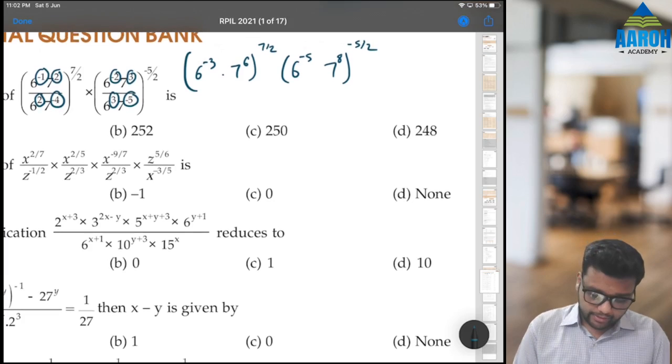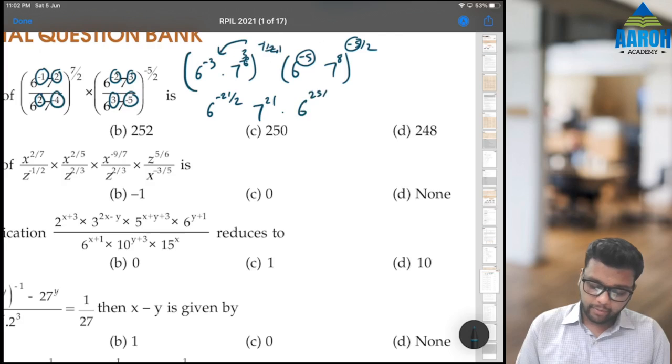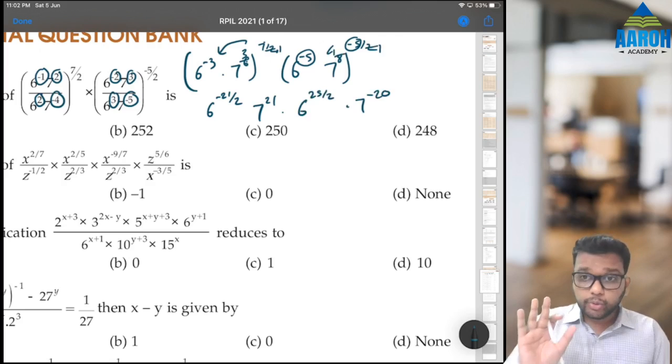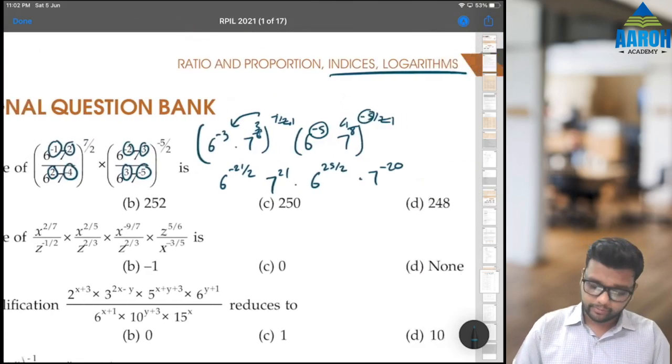Let's multiply it inside. 6 raised to minus 3 into 7 is minus 21 by 2. 7 raised to 6 into 7 by 2, if we cancel this it will be 3 into 7, 21. Then again minus 5 into minus 5 is 25 by 2. 7 raised to 4 into 5 is minus 20. I hope you know all the basic rules of indices. That is what I am assuming since this is an additional question bank.